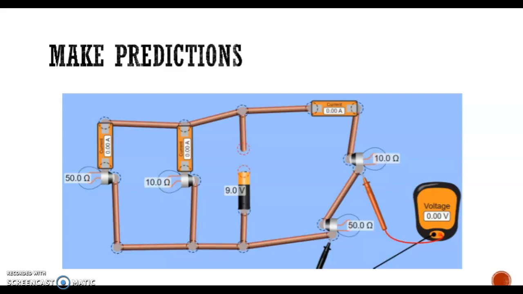Next I want you to rank the flow rates through these four bulbs from largest to smallest. We know that in parallel, one of these is going to have a higher flow rate because it has a lower resistance. And in series, these are both going to have the same flow rate. So go ahead and do that as well.